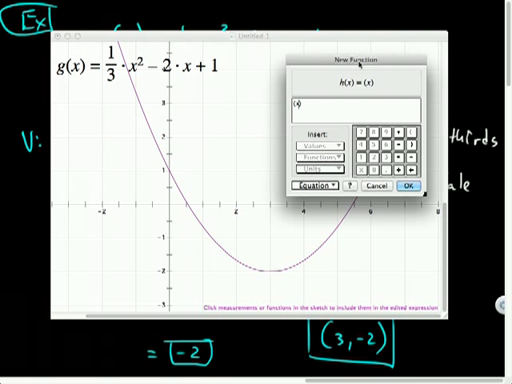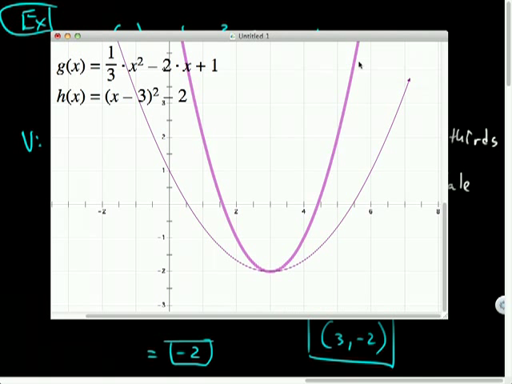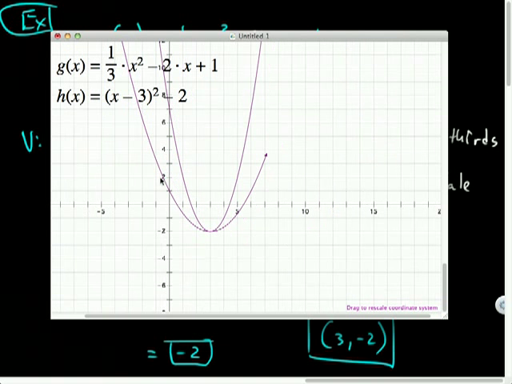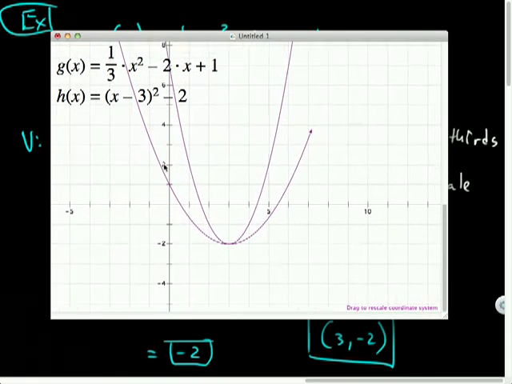Let's do x minus 3 all squared minus 2. There, that's what a regularly shaped parabola with the same vertex would have been. So you can see that it actually was smooshed. If my scales were consistent, it would have been the case, right?